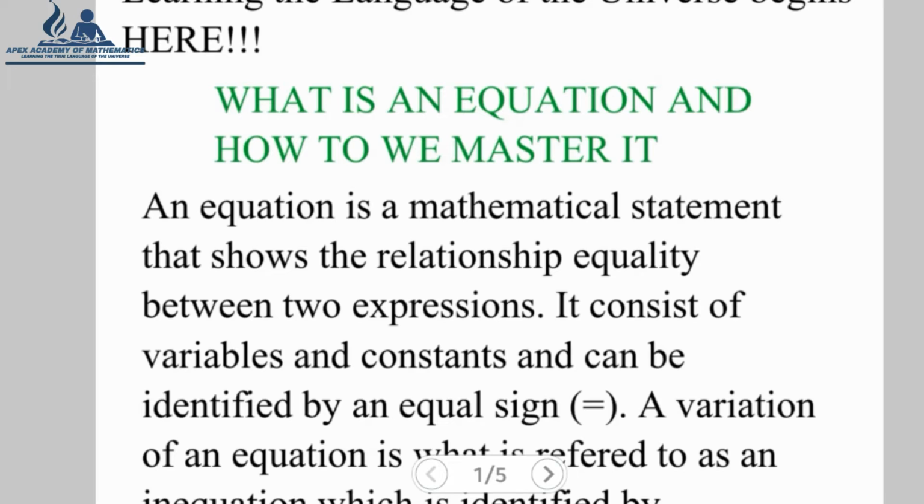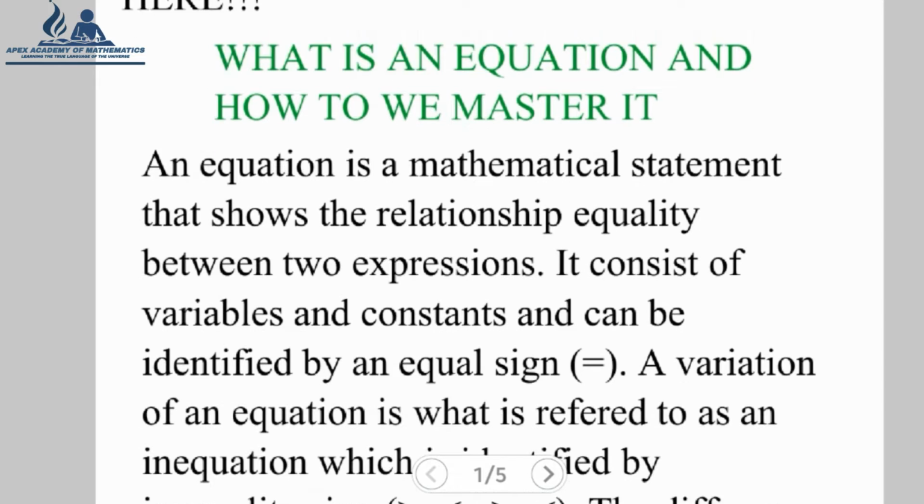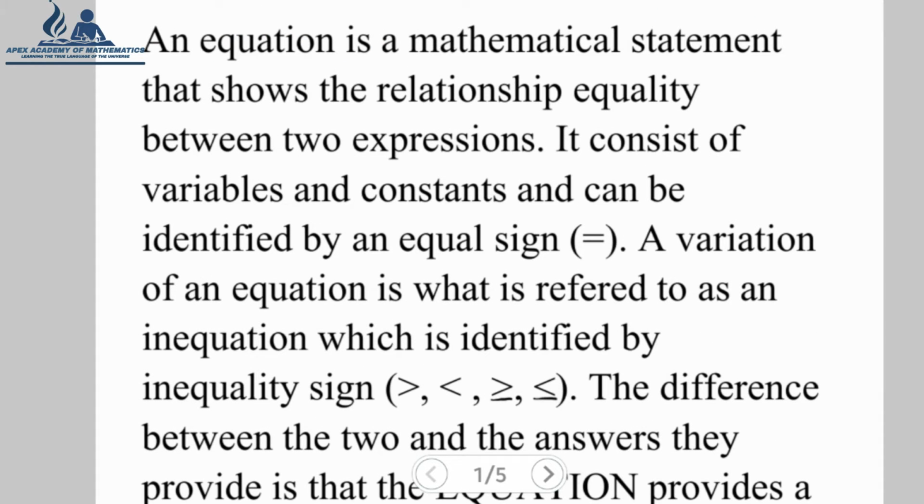Alright, so the first thing we're going to talk about, guys, is of course what is an equation and how do we go about mastering it. Let's talk about some basic stuff first about what an equation is. An equation is really a mathematical statement that shows a relationship of equality between two expressions. It consists of variables and constants, and it can be identified mainly by an equal sign. Once you see an equal sign, that's going to be referred to as an equation.